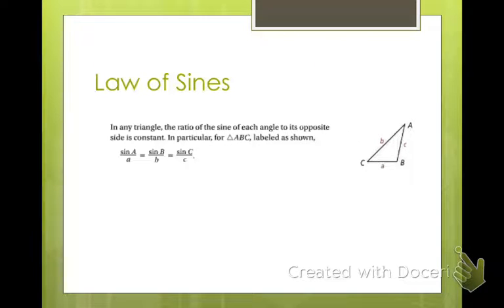Alright, we also have the law of sines. Hopefully you remember this one. In any triangle, the ratio of the sine of each angle to its opposite side is constant. In particular, for triangle ABC labeled as shown, you see how capital A and lowercase a are across from each other. So sine of A over a equals sine of B over b equals sine of C over c. You can use those ratios in order to find missing sides or missing information.